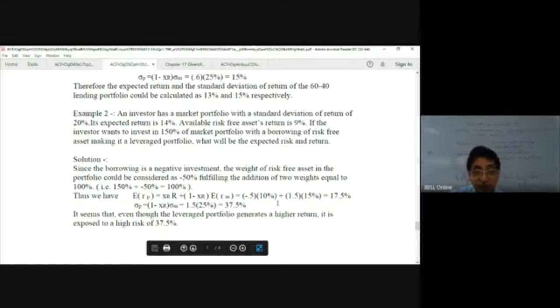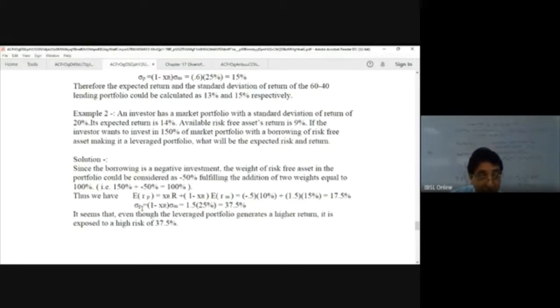Now, for the risky asset, the weight is 1.5, into 14%, and the risk-free asset weight is minus 0.5 and its return is 9%. So you will end up with 17.5. That is the expected return of the portfolio.